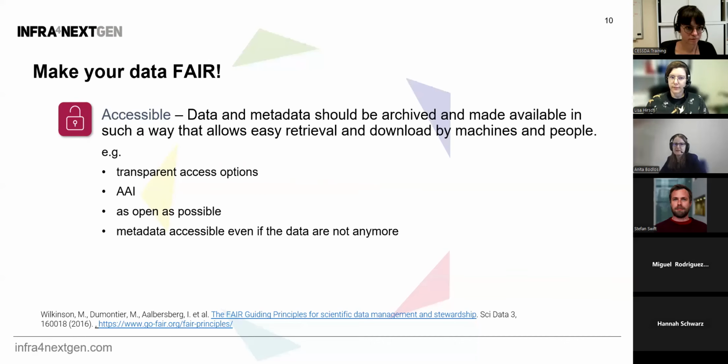The A in FAIR stands for Accessible. So research data should be accessible, and they should be archived and made available in such a way that allows for easy retrieval and download by machines and people. So for instance, this comprises transparent access options. As I said before, FAIR data does not mean that research data are completely open, accessible for everyone for every reason, but it must be clearly outlined under which conditions research data are accessible.